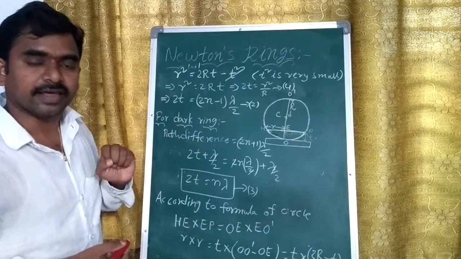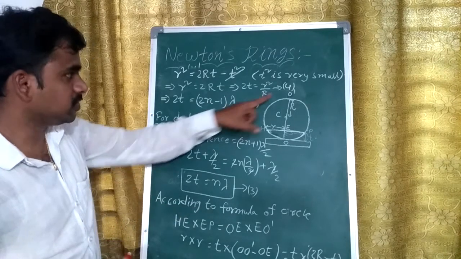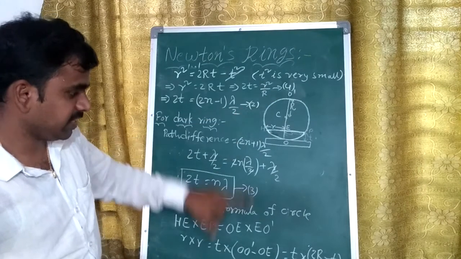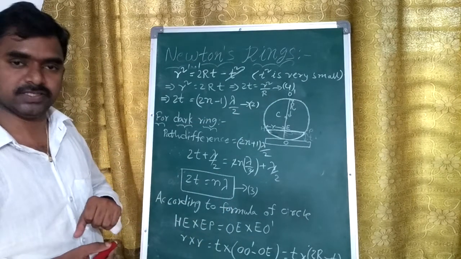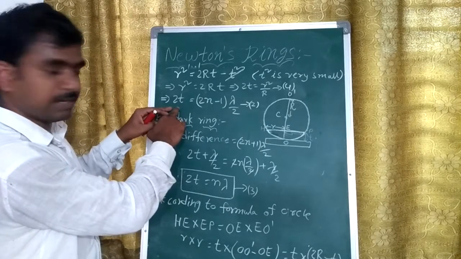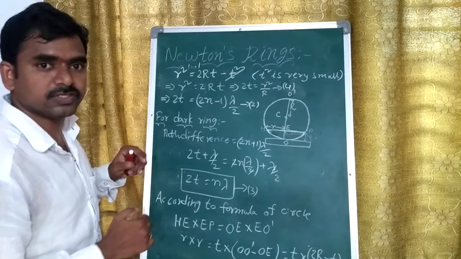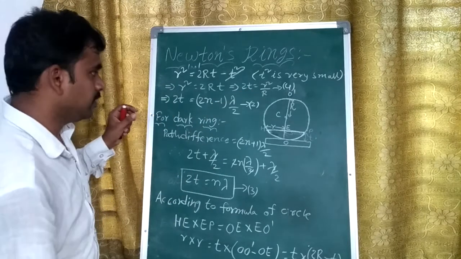To get the radius of the bright ring and also the dark ring, we have to substitute this fourth equation in the second equation and also the third equation. Just remember this 2t. Instead of 2t, we have to substitute R square by R.